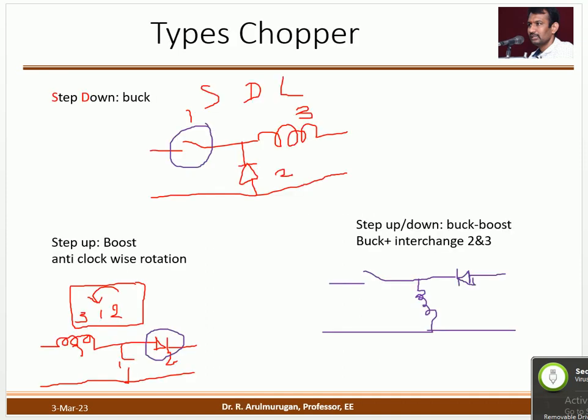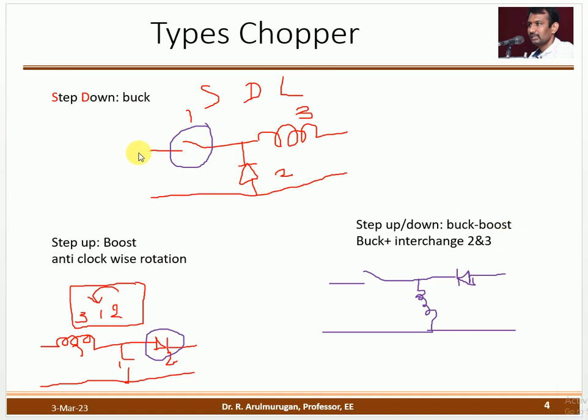Types of choppers. Generally, there are three types of chopper. What are the three types? Step down chopper, the second one is step up chopper, then a combination of these two, step up and step down. The step down chopper's other name is buck converter, step up means boost converter, then buck boost converter is the combination.